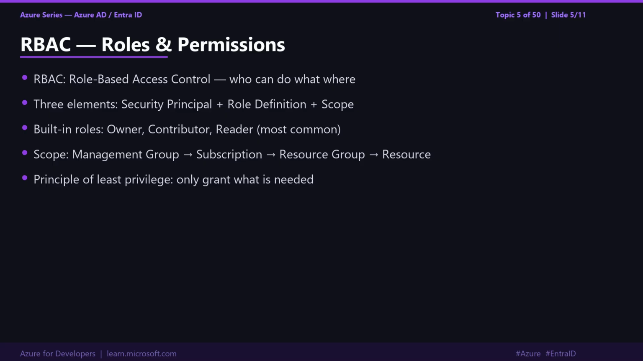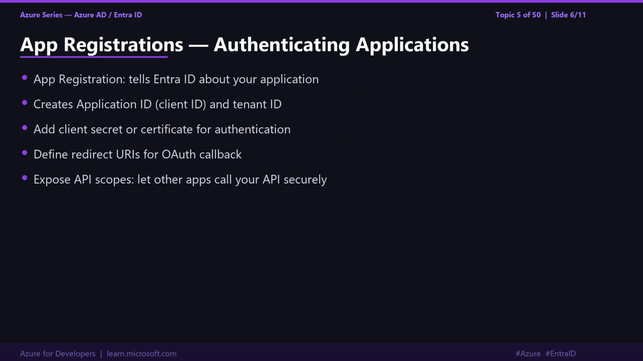When you want your application, a web app, a mobile app, a background service, to use Entra ID for authentication, you register it. This is called an app registration. Registering an application in Entra ID creates two identifiers, a client ID, which is publicly visible, and your tenant ID. These tell Entra ID that your specific application exists and is allowed to request tokens.